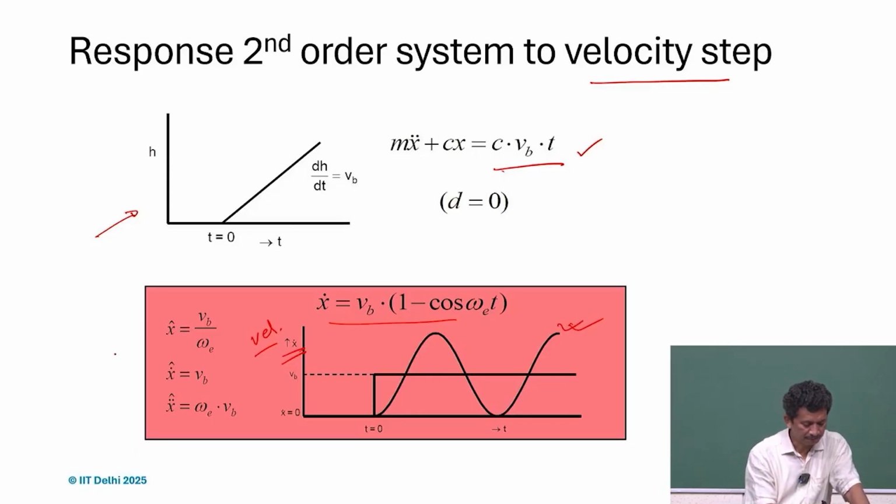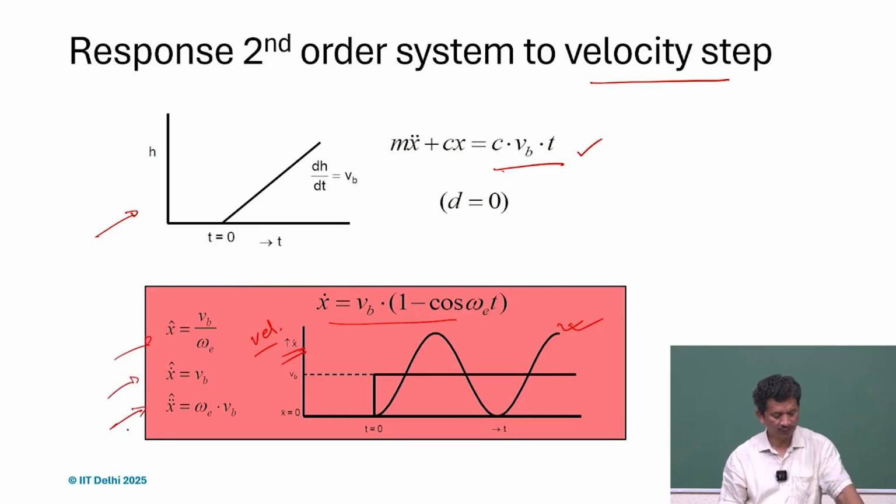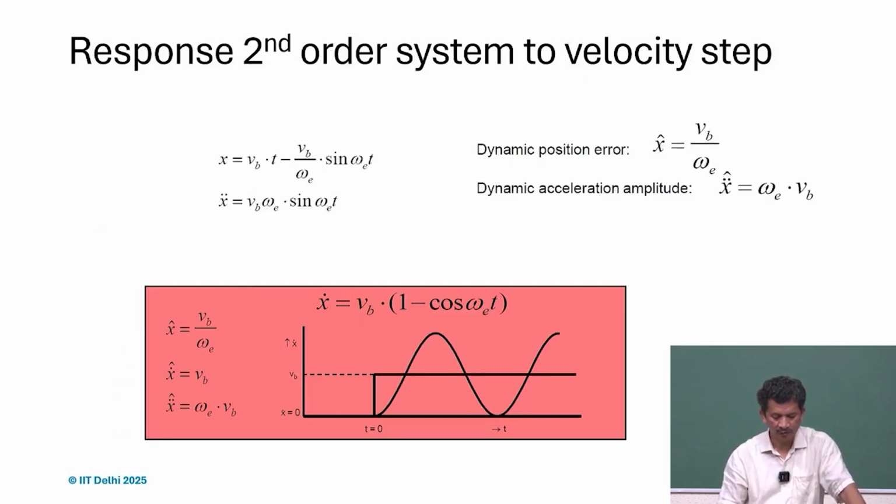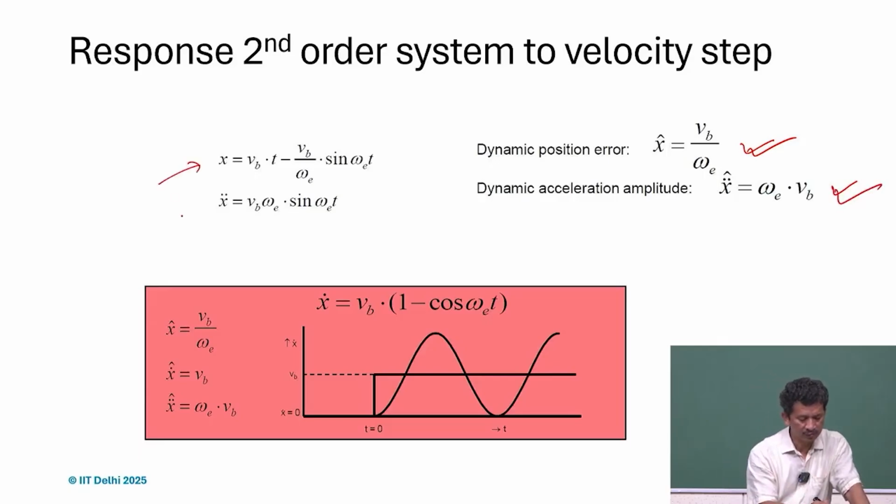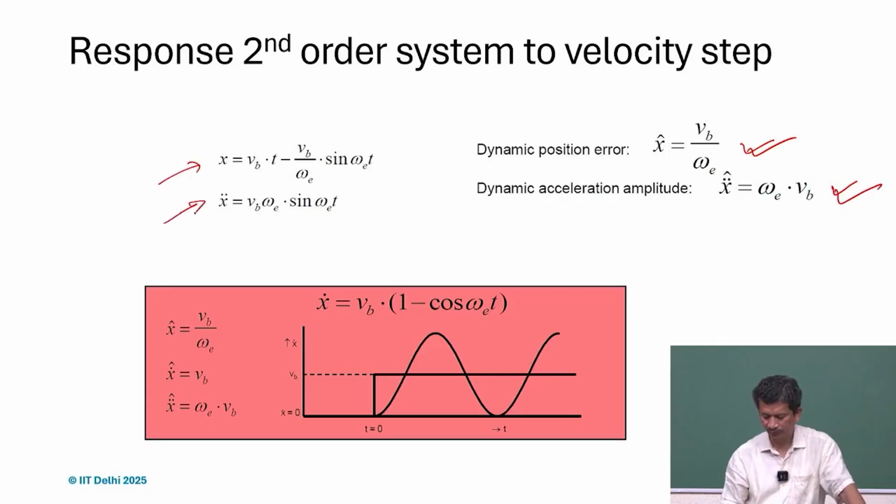and these are the responses: displacement, velocity, and the acceleration plots. But we realize that the positioning error is this much, and this is your acceleration amplitude, and this is how the system will behave under velocity step.